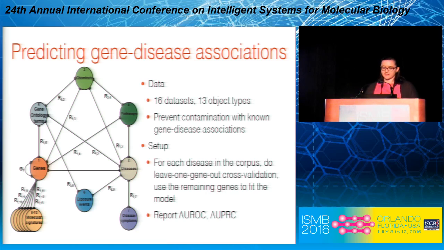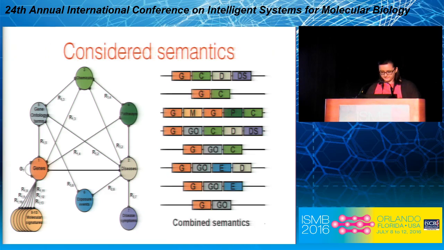We took special care to try to prevent circularity in the data and contamination with known gene disease association. So our setup is the following. For each disease in the corpus, and we considered around 300 complex diseases, we do leave 1 gene out cross-validation, and use the remaining genes as pivots. And then we report the area under the ROC curve and area under precision recall curve as a measure of the quality of the model.